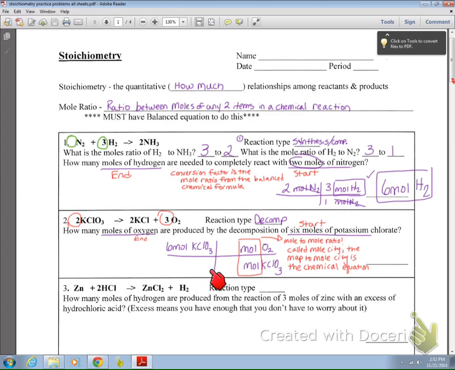So I've got 2 moles of potassium chlorate and 3 moles of oxygen. Then I cross out my units and check to make sure: moles of oxygen is what my problem is asking me to get to. I'm able to do my math and I get 9 moles of oxygen. So there are our 2 example problems for stoichiometry going from moles to moles.